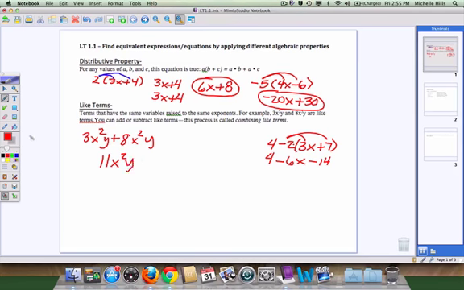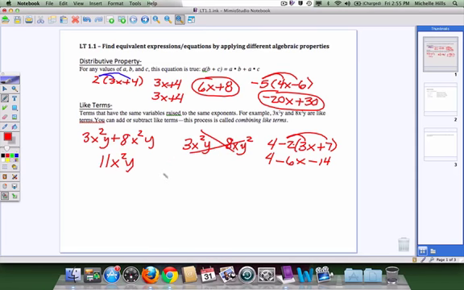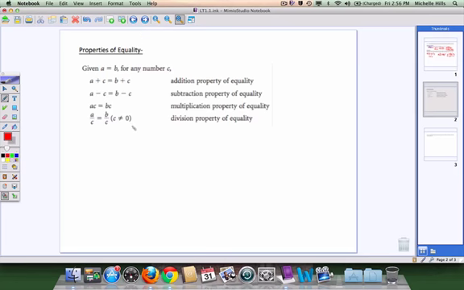Now, when I say they have to have exactly the same variable and exactly the same exponent, it means that if I had 3x squared y and the other one was an 8xy squared, those are not like terms. I could not add them together. While they both have the variables x and y, the exponents are not the same.